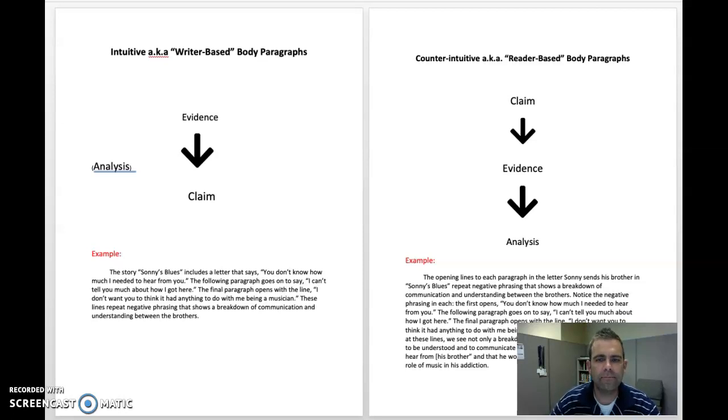Hi everyone and welcome. This week we are talking about revision of our papers, and we're thinking specifically about how we take a rough draft and turn it into a final draft. This can be a really difficult task for a lot of people, and I know that when I was in college it was for me as well.